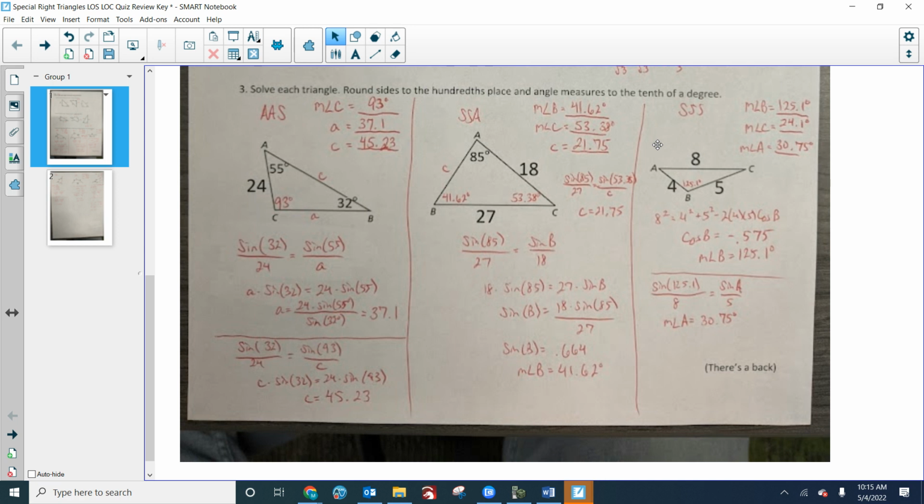But when you went to find this 41.62 degree angle, what's the supplement of that to test? It's going to be right around 138, right? If it's already got an 85 degree angle, could it have a 138? No. So this is only one triangle.